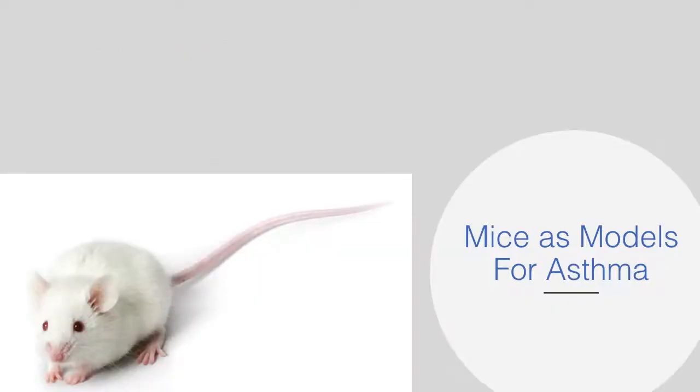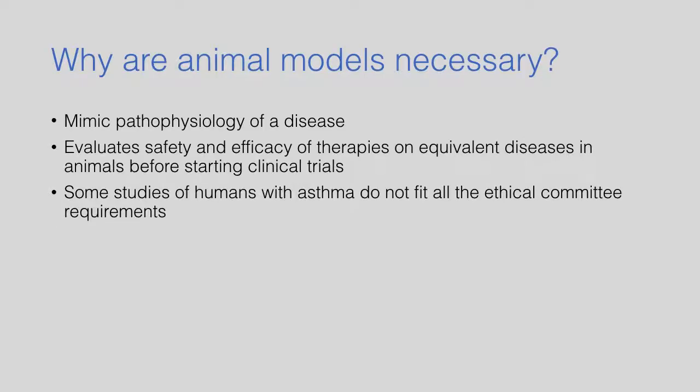We'll now look at mice as models for asthma. Animal models are necessary as they mimic pathophysiology of disease, meaning we can discover new mediators and other contributing factors. They also allow us to evaluate safety and efficacy of therapies to avoid wasting time on clinical trials, as well as avoiding harmful side effects on volunteers. Also, there are many ethical requirements to conduct human studies, so if these aren't met, an animal model is a suitable replacement.